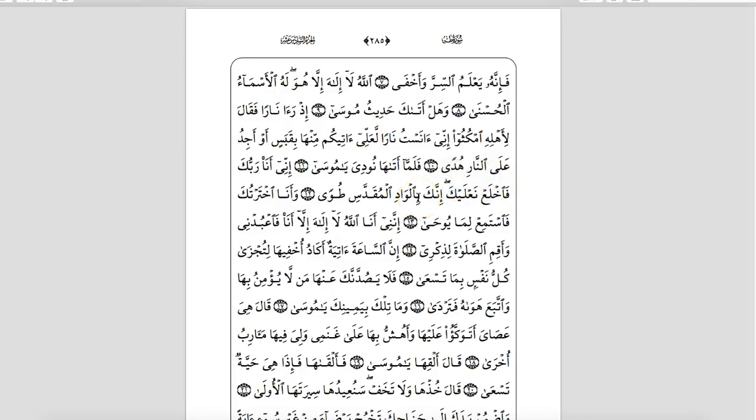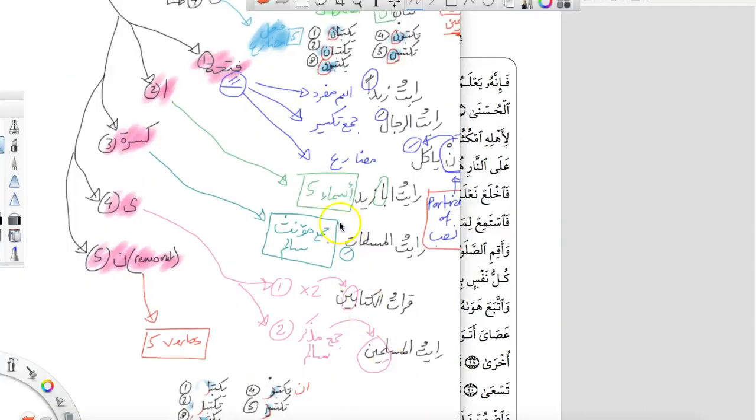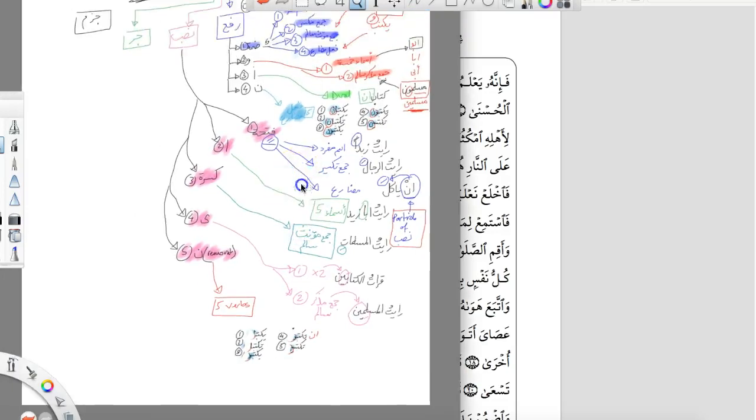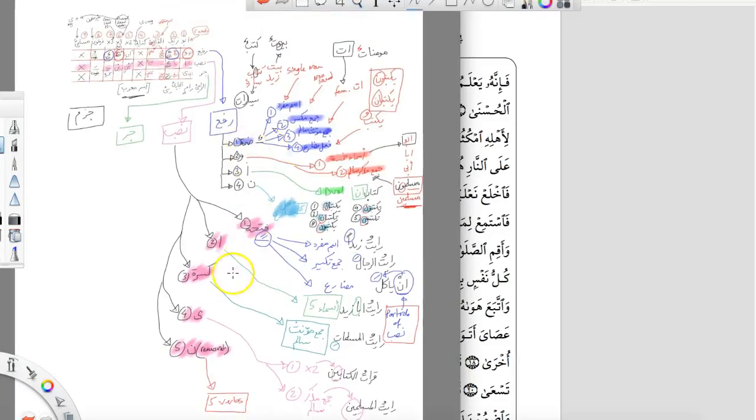Okay, now let's apply last week's lesson and this week's lesson as well. Let's check out last week's lesson. Zoom out a bit. So we got Rafa, and you got Nasab as well. For Rafa, there are 3 symbols that symbolize Rafa. And for the Nasab, you've got 5 that symbolize the Nasab.